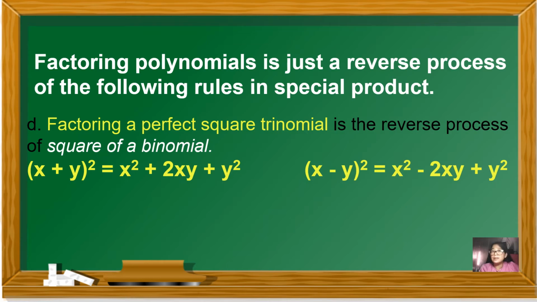So this one, again, we have x minus y squared. So that is the square of a binomial. So the answer would be x squared minus 2xy plus y squared. So when we will be factoring x squared minus 2xy plus y squared.